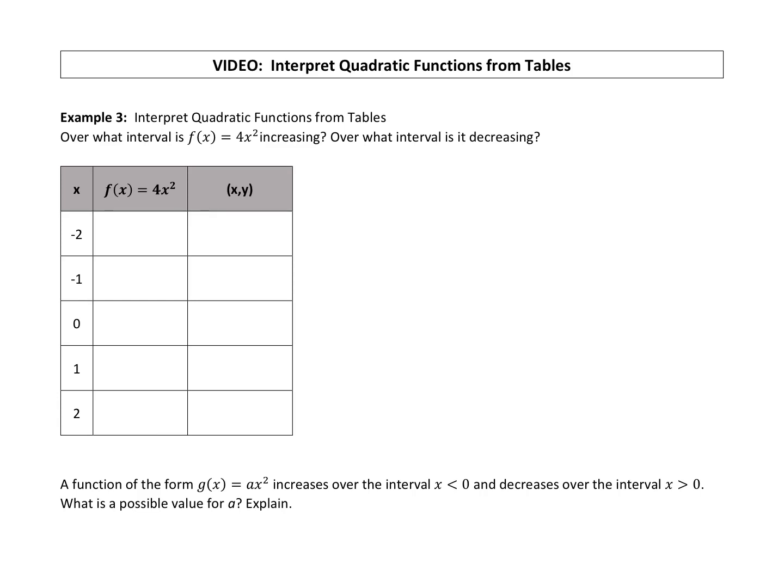All right, so we are going to use a table of values to help us interpret some more about quadratic functions. So the question is, over what interval is f of x equals 4x squared increasing? Over what interval is it decreasing? So just to remind you, we're talking about a quadratic function.